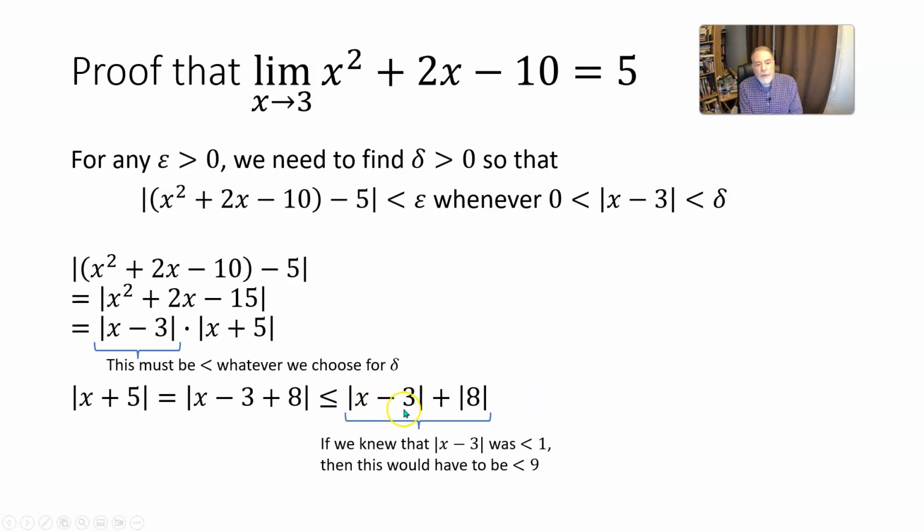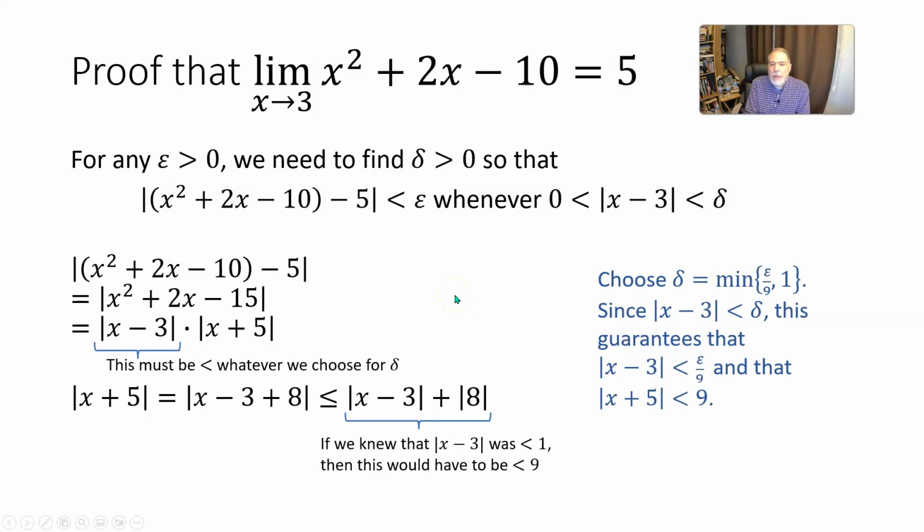So we've got the absolute value of x minus 3, which is small. It's going to be less than whatever we choose for delta. So however small we make delta, that's how small the absolute value of x minus 3 is guaranteed to be. And if we knew that that was less than 1, then if we add 8 to it, we're going to get something that's going to be less than 9. So with that in mind, here's my choice of delta. I'm going to let delta be either epsilon over 9 or 1, whichever one of those is smaller. It's the minimum of those two things. That way it's going to be at least as small as both of them.